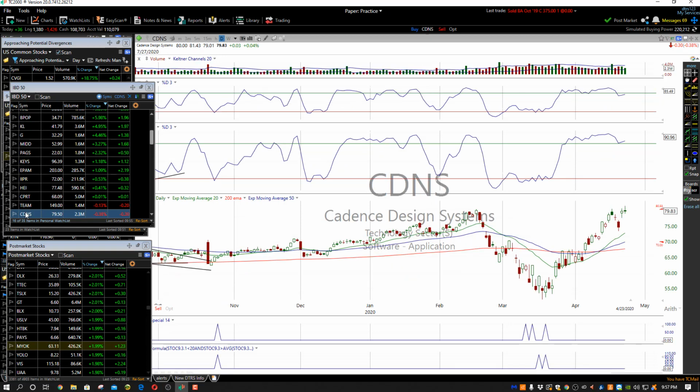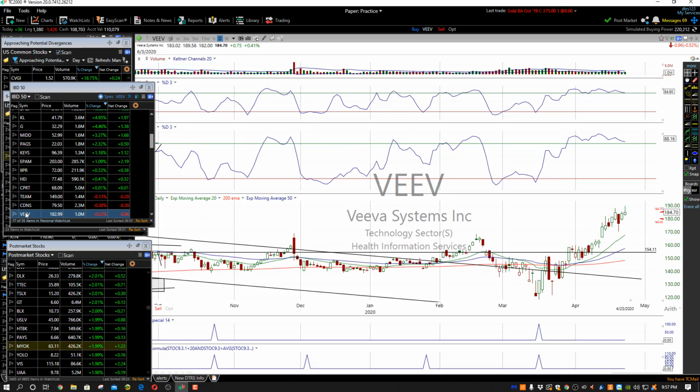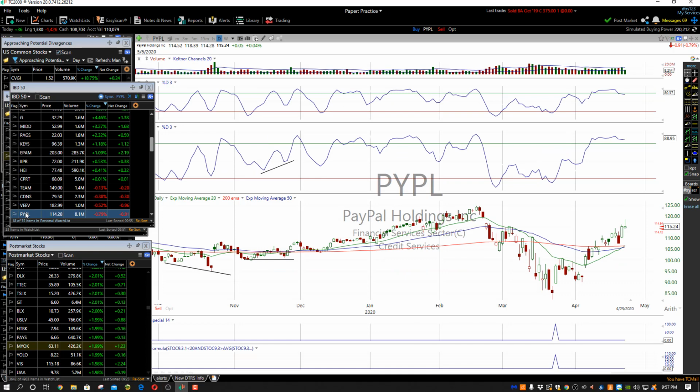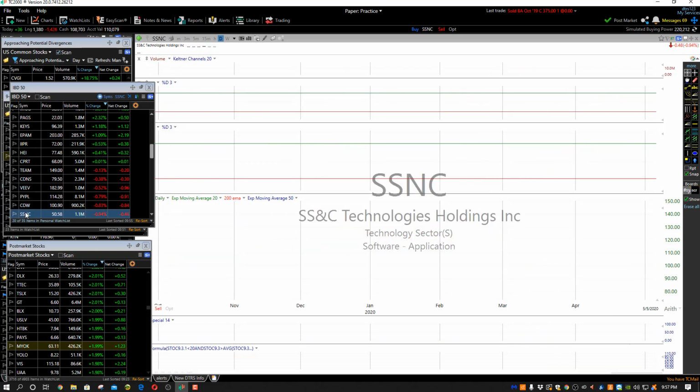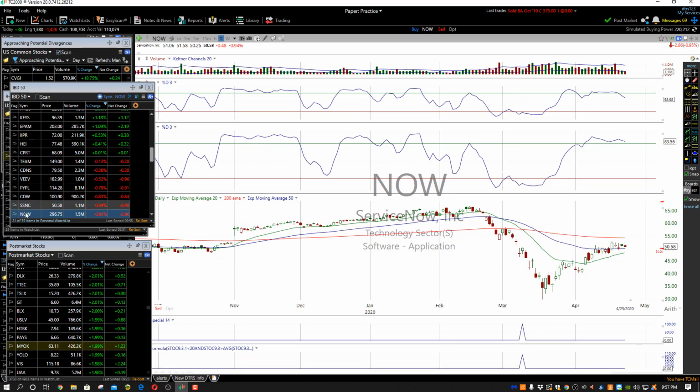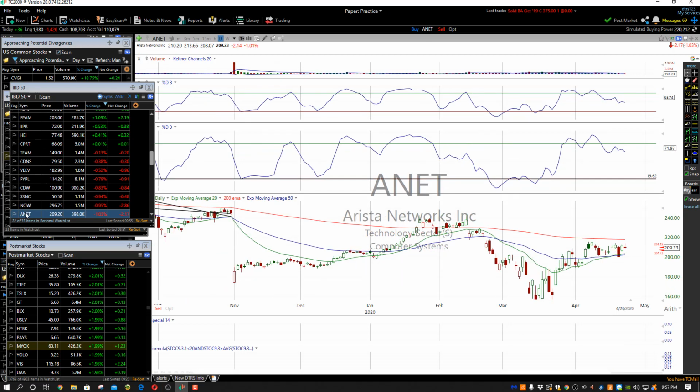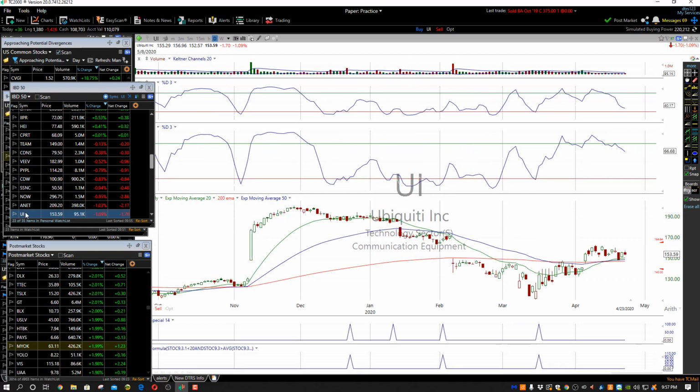Remember that. Cadence Design, that's very strong too. Veeva, that's strong. PayPal is pretty strong. ServiceNow. Ubiquiti. Ubiquiti is a nice consolidation.